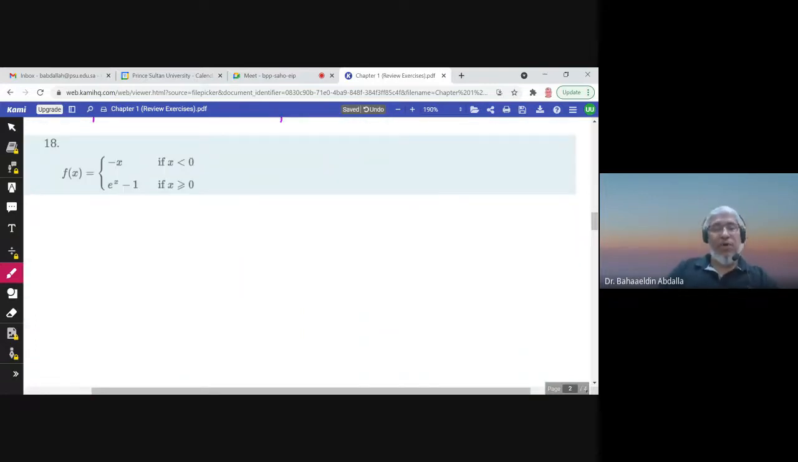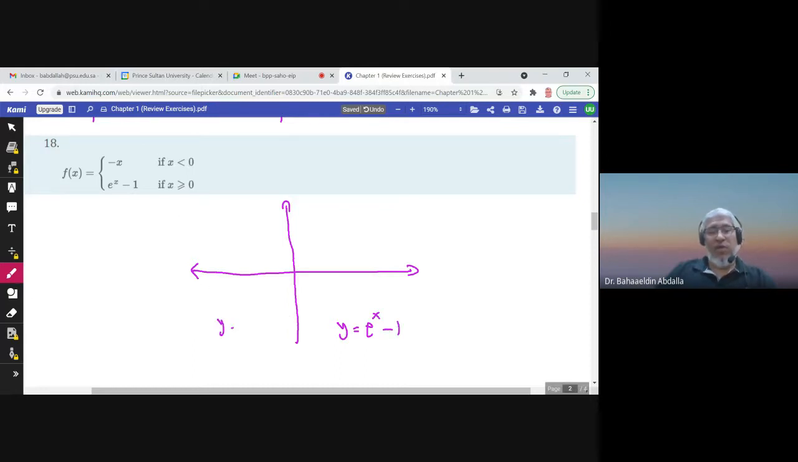This is a piecewise function, it changes its definition around 0. So to the right of 0, the graph is the graph of e^x minus 1. To the left of 0, the graph is the line y equals -x. This is a straight line. You need only 2 points to sketch the graph of this line. If x is 0, y is 0, but 0 is not included, so you keep it open.